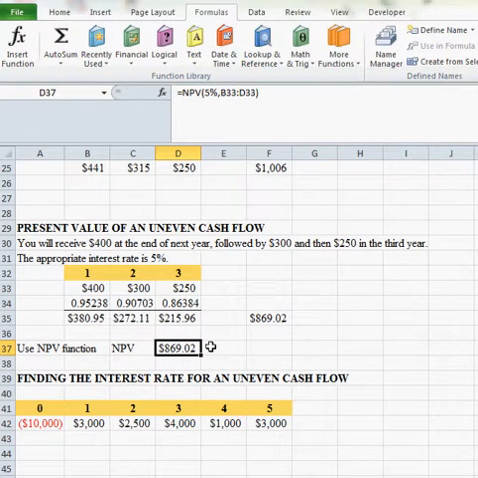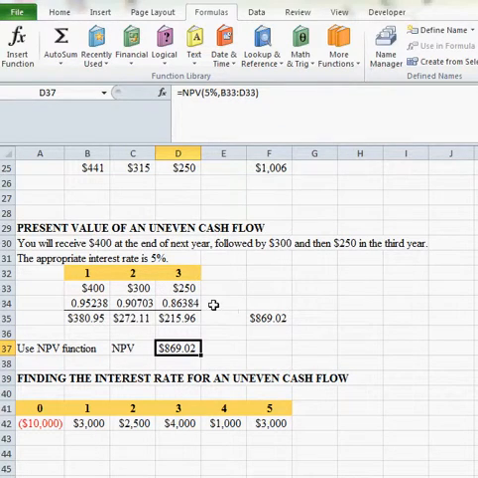Now just a note, let's say that you got $0 in year 2 and then $300 in year 3. You cannot leave out the 0. You have to include it because it has to know that the money that you're getting in year 3 is the third period. So you have to show that 0 in the second period.